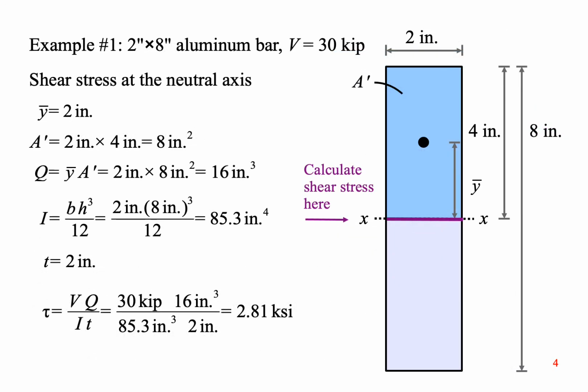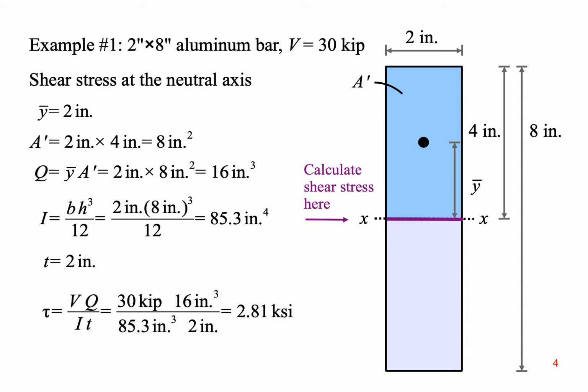Lowercase t is the thickness of the beam at the location where we are calculating shear stress. Let's look at a beam with a rectangular cross-section. It's a 2-inch by 8-inch aluminum bar, and let's say the maximum shear load on the shear diagram is 30 kips. We want to know the shear stress at the neutral axis.